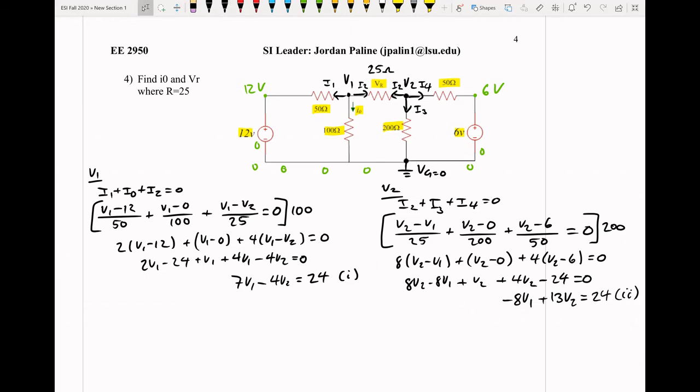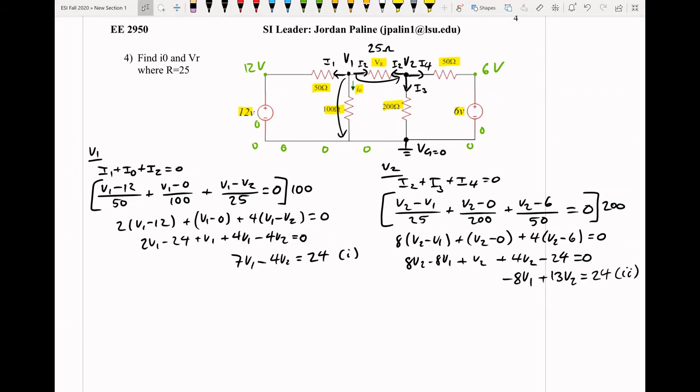When we find V of 1, we'll be able to calculate the current going down, and when we find V of 2, we can find the voltage across that resistor by taking the voltage difference. So if we do V of 1, I'm going to use Cramer's rule here. You can either use plug and chug or Cramer's rule. It's up to you. I'll use Cramer's rule.